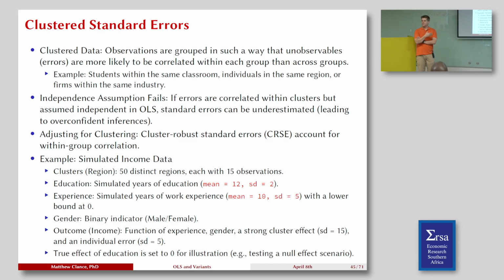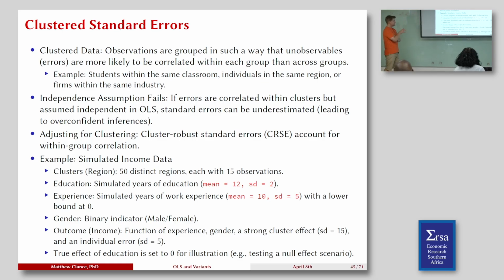If we leave that information alone, most likely we're going to have bias in our standard errors, and our inference will be wrong. Just like the example here: students within the same class, individuals in the same region, firms within the same industry. We tend to think we should be able to show that the residuals are in line with each other. Okay? And because of that, the independence assumption fails.